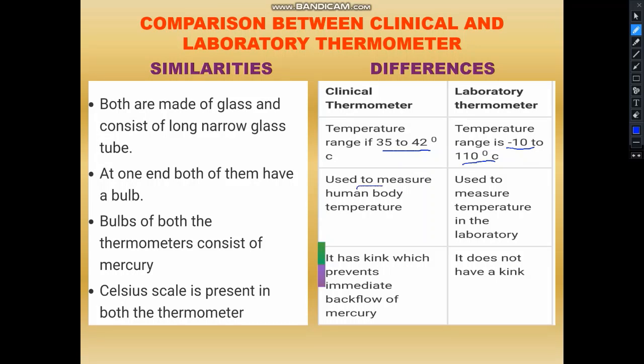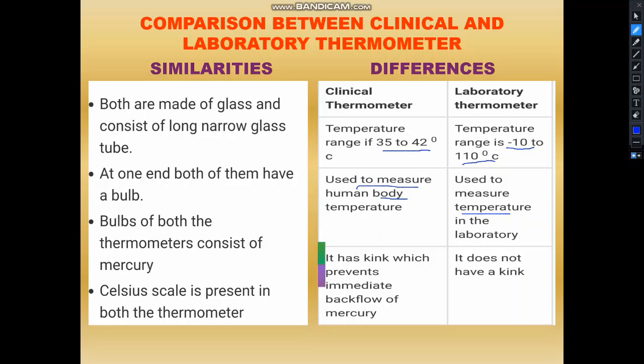A clinical thermometer is used to measure specifically the body temperature, whereas the other one, the laboratory thermometer, is used to measure the temperature of any other object or material. The clinical one has a kink, which prevents the immediate backflow of mercury, but the laboratory thermometer doesn't have any kink. There are some differences between the two.